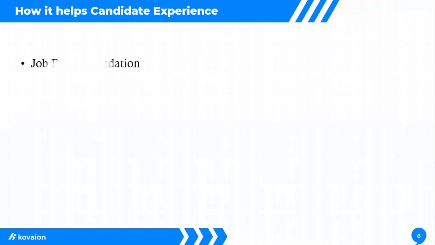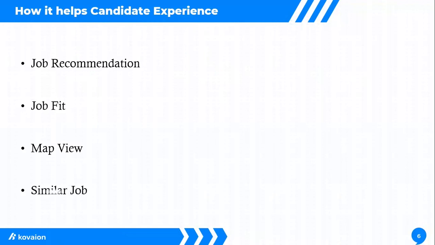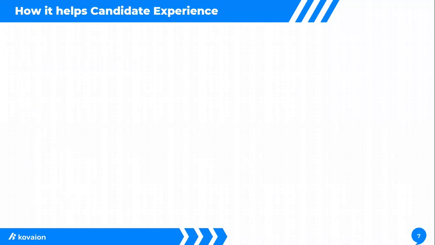To start with, how does it help in candidate experience? We will look at a few examples: the job recommendation, then job fit, map view, and the similar jobs. When a candidate applies for a job, he would automatically get some job recommendations, and the system would automatically match the job fit and let the candidate know where he or she stands. They will also be able to see where all the jobs are open under the map view, and finally the similar jobs. When the candidate applies, he will also be able to see jobs similar to the job he is going to apply for.